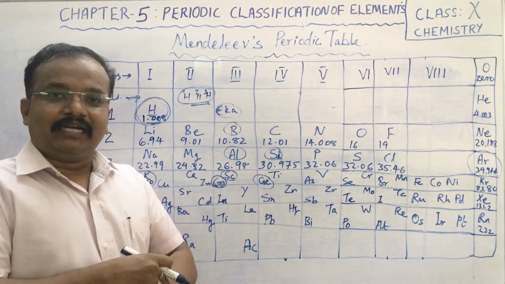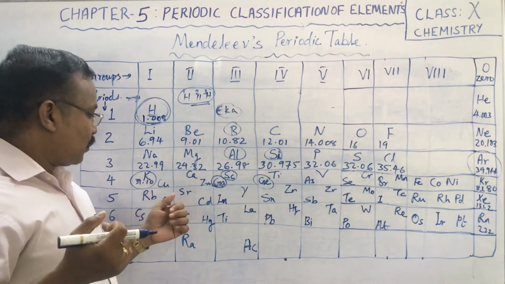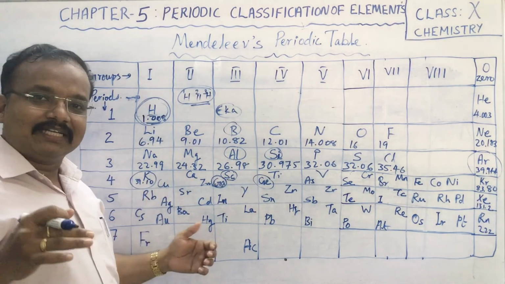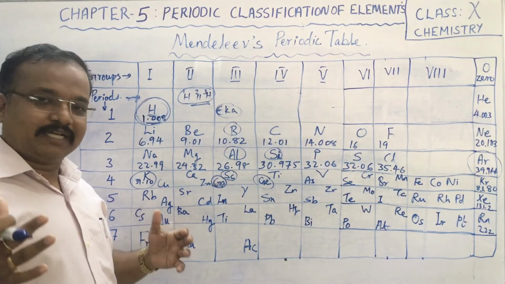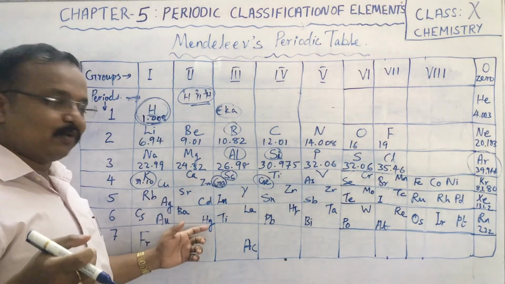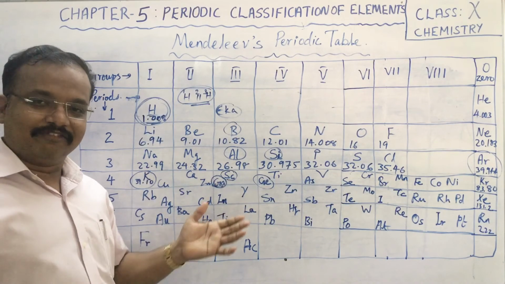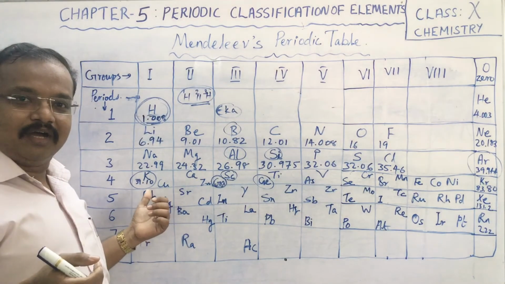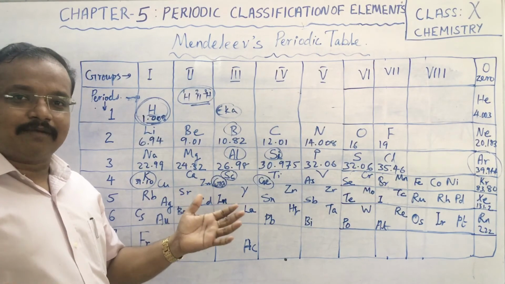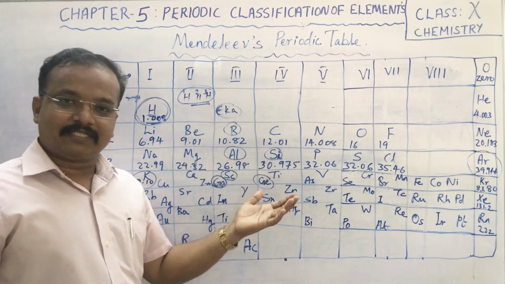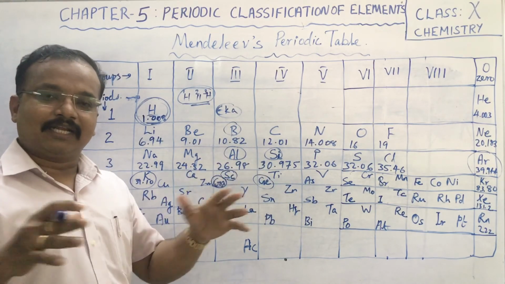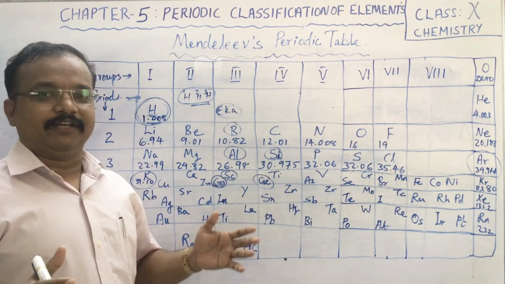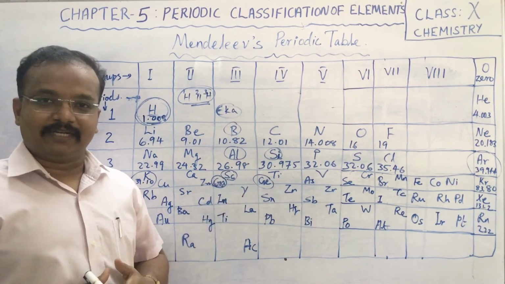Another demerit is that copper and mercury have similar properties, but they are placed in different areas, where you can see copper is placed with potassium. So some dissimilar elements are put together and some similar elements are placed in different places. So this is another demerit we can say.